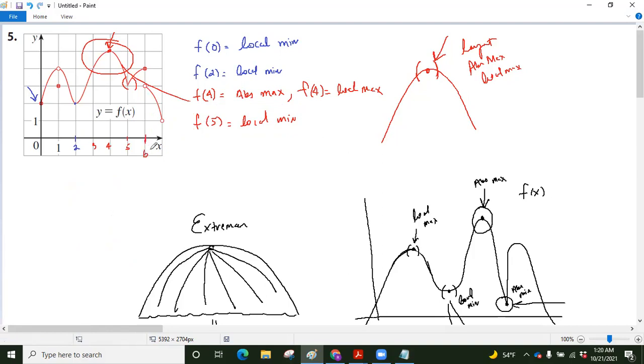And then, if we look at f of 6, in this locality here, it's the greatest of the points around it, right? And so we say that f of 6 is a local max. We'll say f of 6 is a local max and f of 5 is a local min. And you may be curious as to why I said this, right?